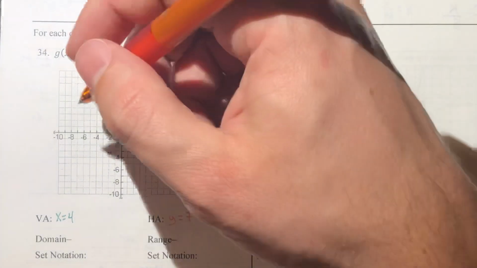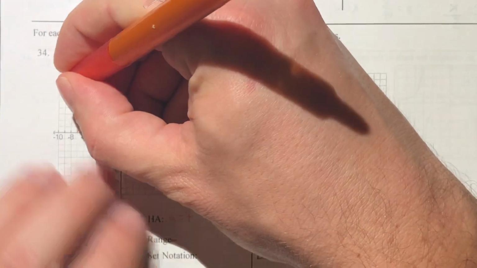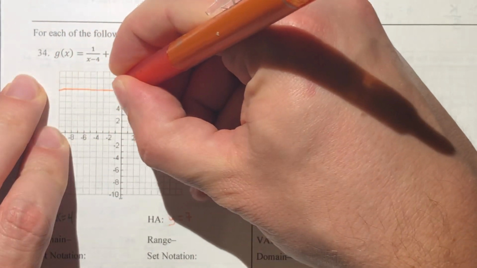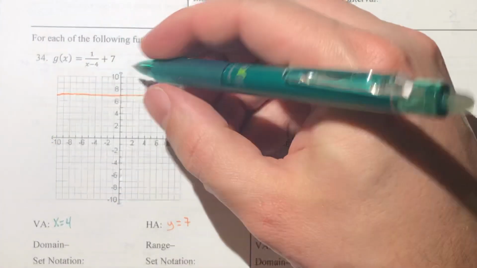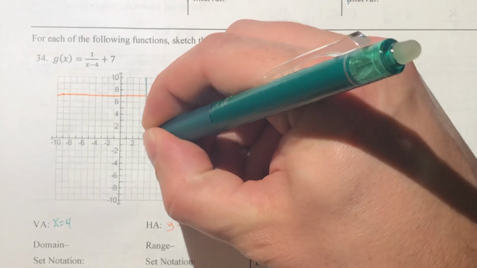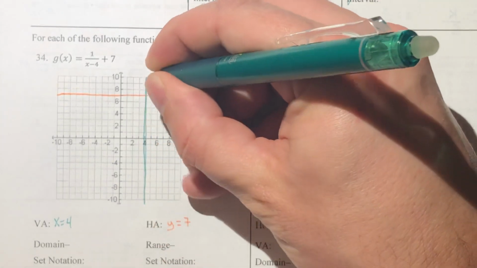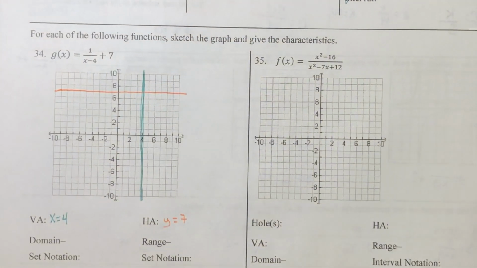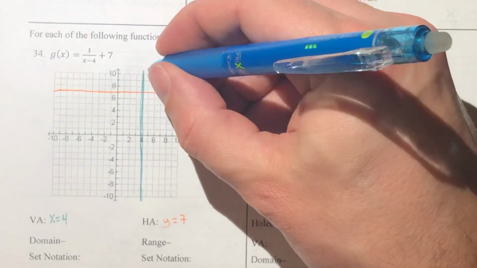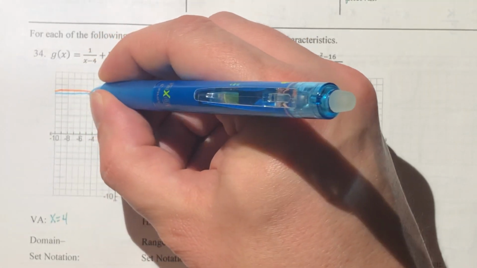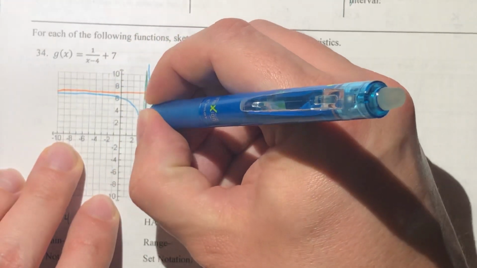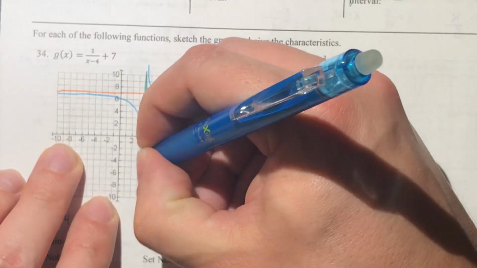So if we sketch this, put that horizontal asymptote at 7, this vertical asymptote at 4, and it follows, it's going to be in 1 and 3, so it follows along the asymptote until it gets to the other asymptote and it goes down it.